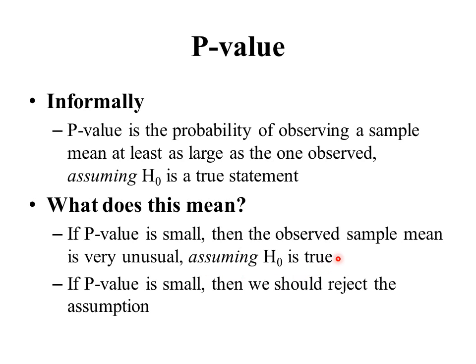So we're going to assume that something is true, calculate the probability of observing something that we already observed, and if that probability is small, then that's an indication that our assumption is probably incorrect, and so we're going to reject it. On the other hand, if that probability is large, then that's an indication that our assumption may not be incorrect, and so we should not reject it.